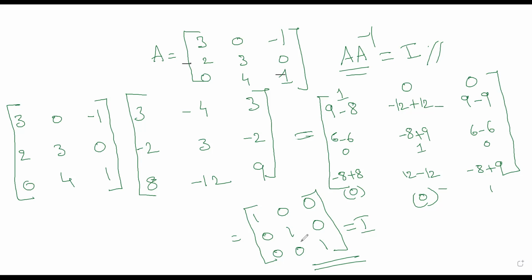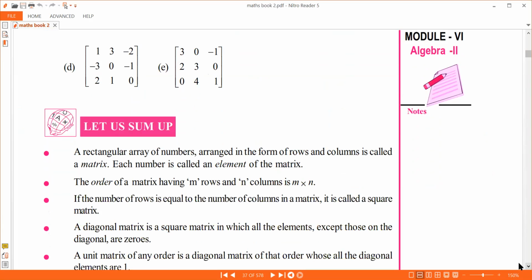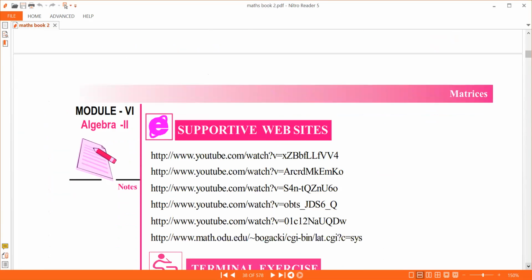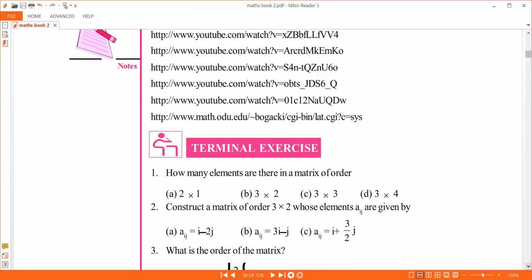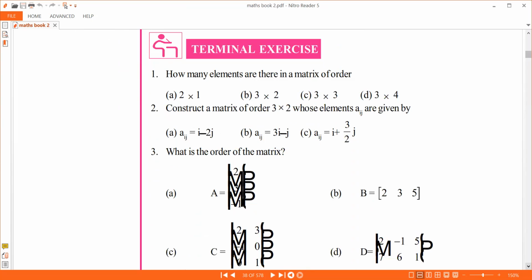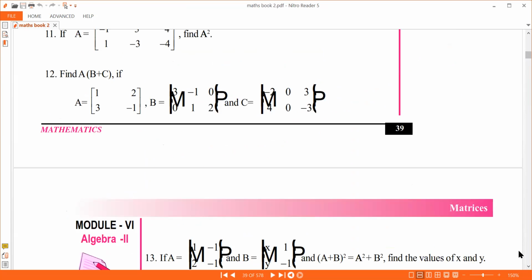We will go through the next chapter. Let's check what is the next chapter. I think it's algebra. But it will take more time, but it was so easy. The next chapter is algebra.